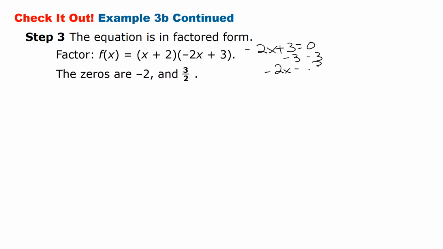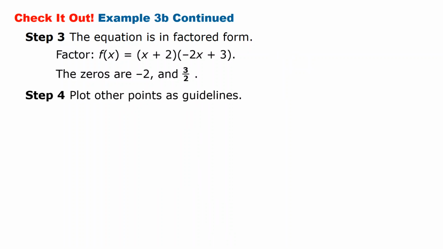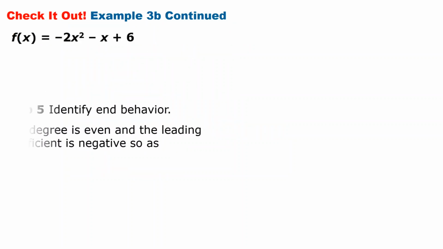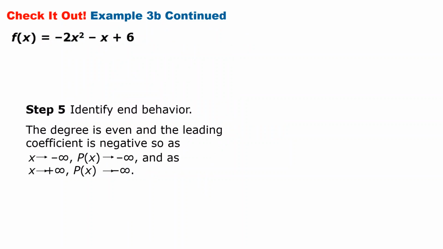Okay. So now we have our roots, so we know where our zeros are going to be. We can plot a couple of other points as guidelines. Always do your y-intercept, okay? And so here it tells us our y-intercept is at 6. Plot a couple of other points in between. I hope that you were able to do this.